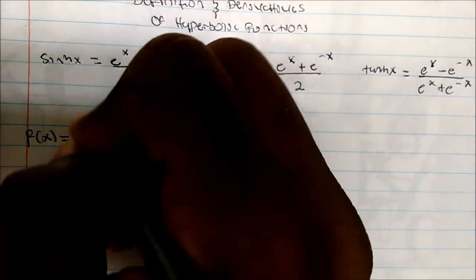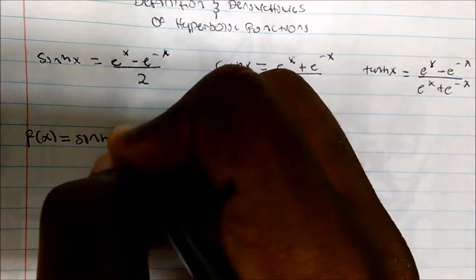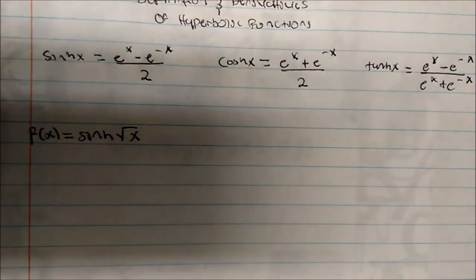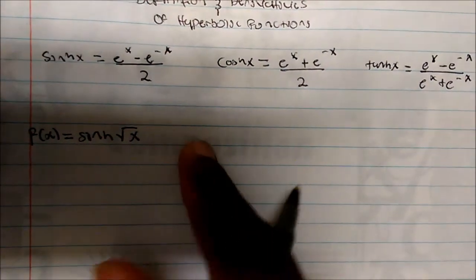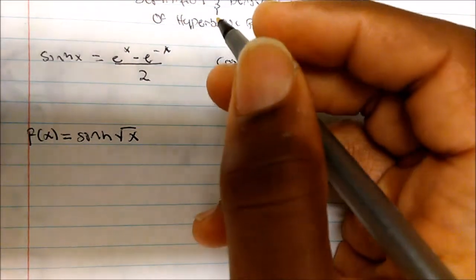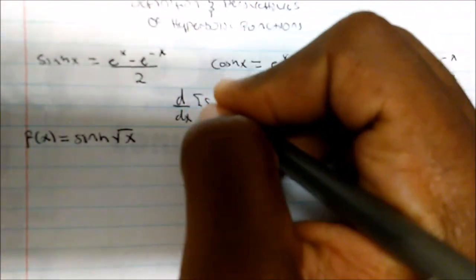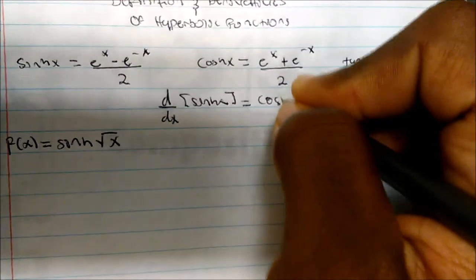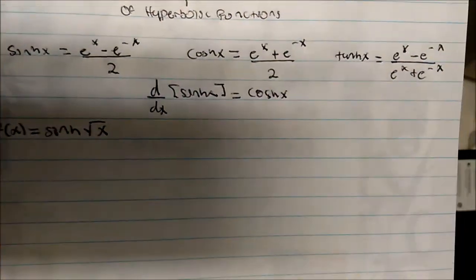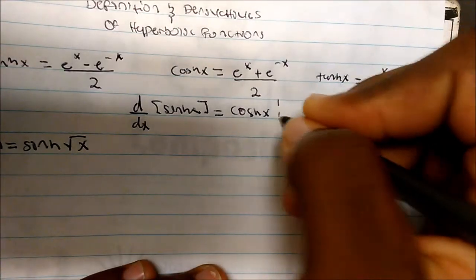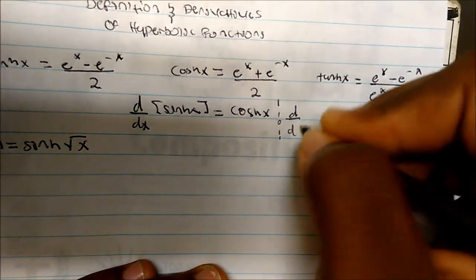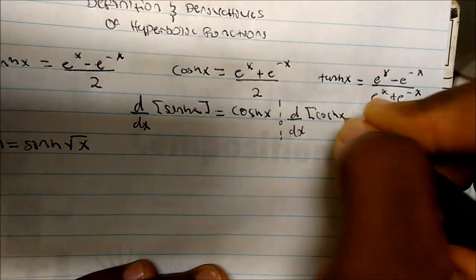I have this function here. So f of x is equal to sine hyperbolic of the square root of x. Before I even touch that, I need to point out the derivatives. The derivative with respect to x of sine hyperbolic of x happens to be cosine hyperbolic of x. We need to know that. Similarly, the derivative with respect to x of cosine hyperbolic of x.